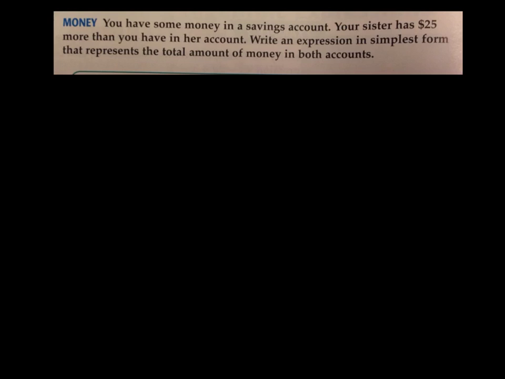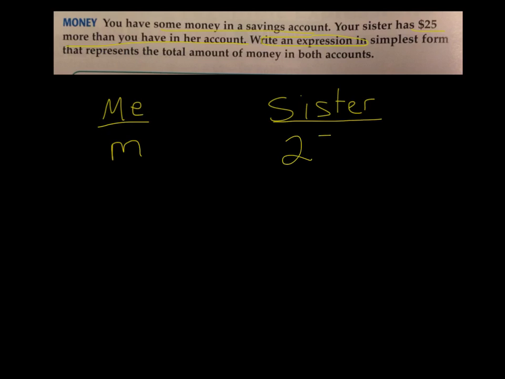All right, let's take a look at this problem here. It says you have some money in a savings account. Your sister has $25 more than you have in her account, and it wants us to write an expression in simplest form that represents the total amount of money in both accounts. I know I'm going to be using a variable because there's a number that I don't know. It says I have some money in my account, so I'm just going to use the variable m. I'm putting that under me because that's the amount in my account. Now my sister has $25 more than I have in my account. So to show that, I'd have to do 25 more than I have, and the amount I have is m.